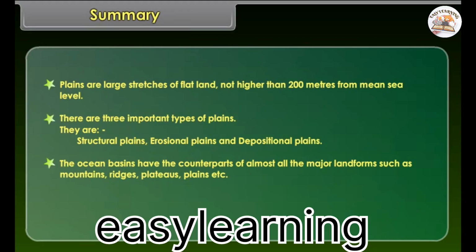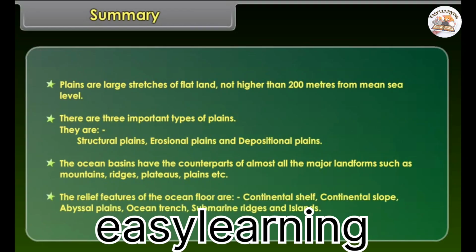There are three important types of plains. They are structural plains, erosional plains, and depositional plains. The ocean basins have the counterparts of almost all the major landforms such as mountains, ridges.